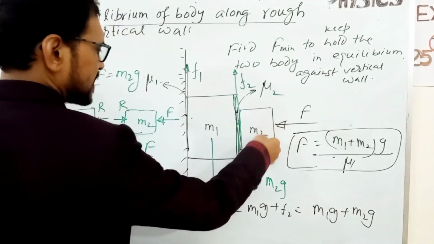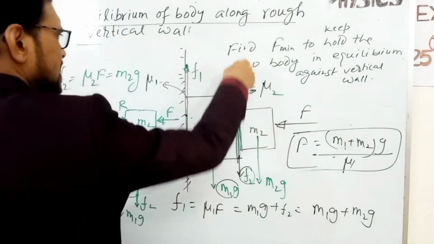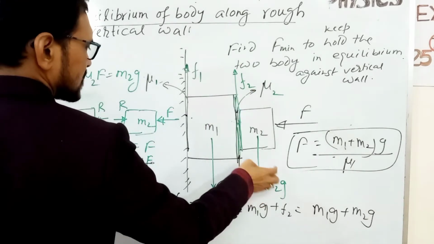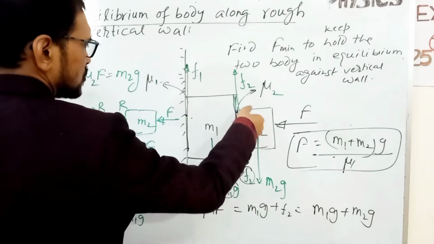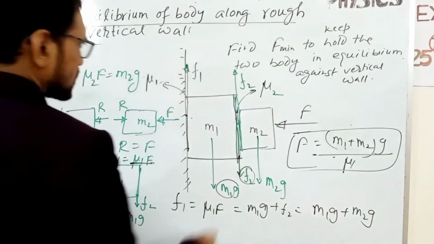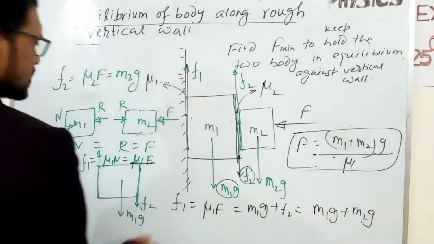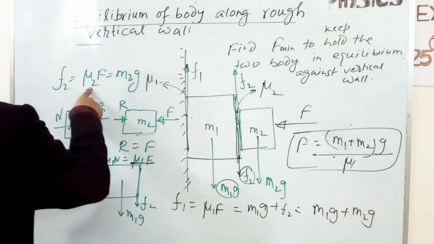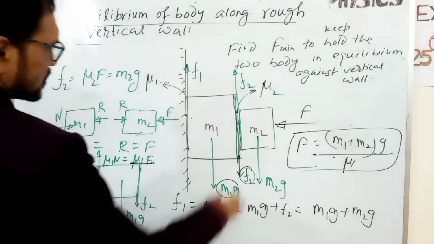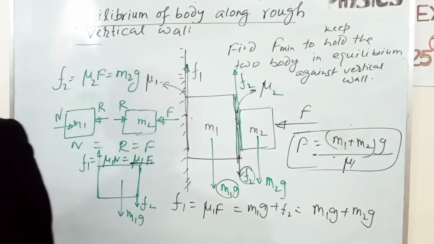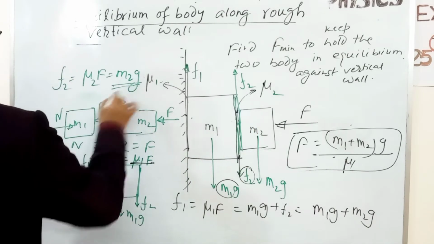When force F is applied, then a friction acts in this direction. This friction prevents the weight. What is the friction? Friction equal to mu2 into F. So suppose friction F2 equal to mu2 into F, which is equal to the weight, for equilibrium of the mass M2. Now for equilibrium of the mass M2, this will be equal.